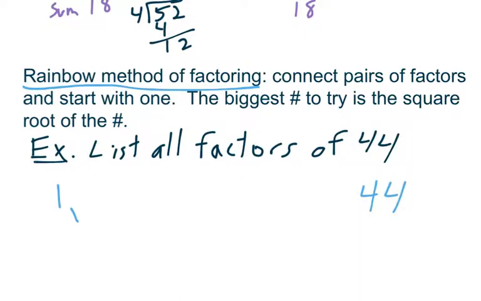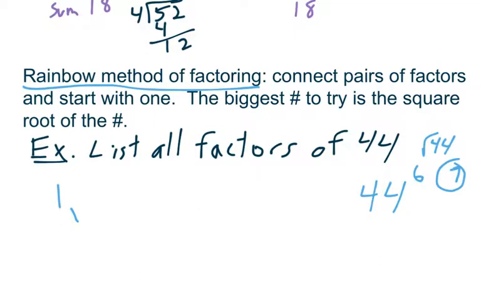I'm going to keep going, but just as a shortcut, what number squared is close to 44? Well, 6 squared is 36, 7 squared is 49. So I need to try numbers that are less than 7. That's the biggest number I should try. I don't need to try 8 or 9 or 10 or 11 because I've already tried all the different possibilities. And that really just marks the halfway point. I'll show you what I mean.